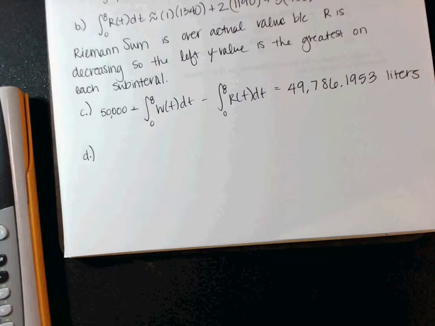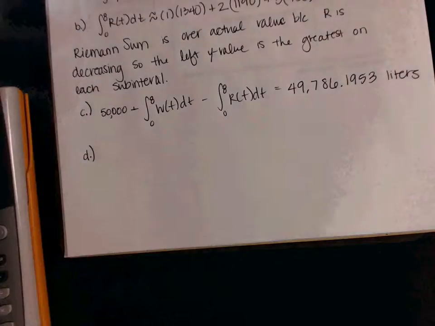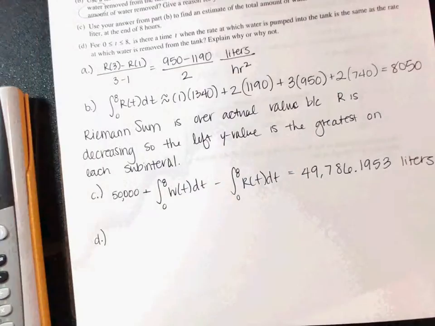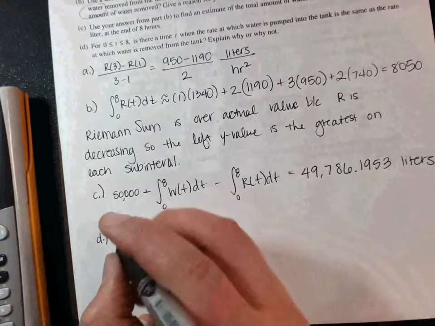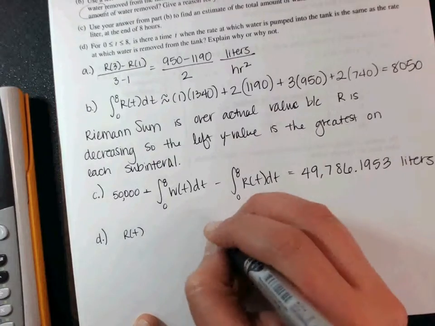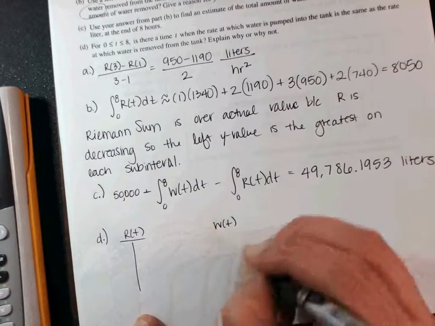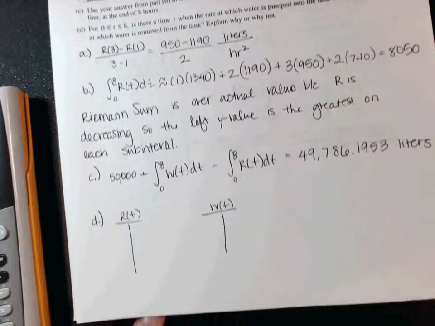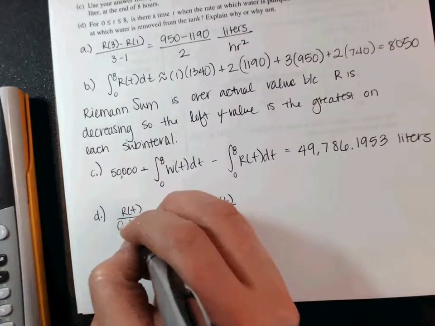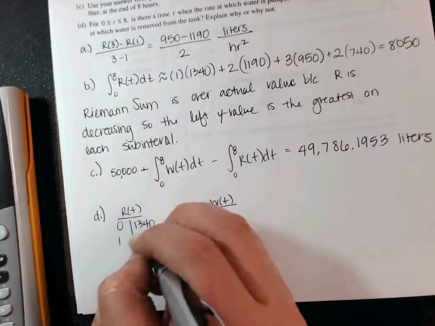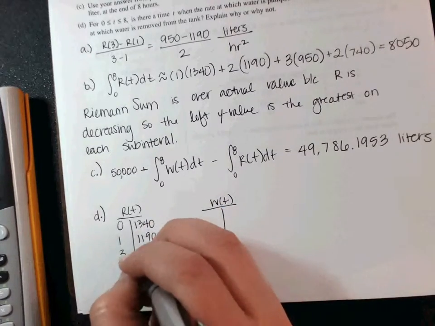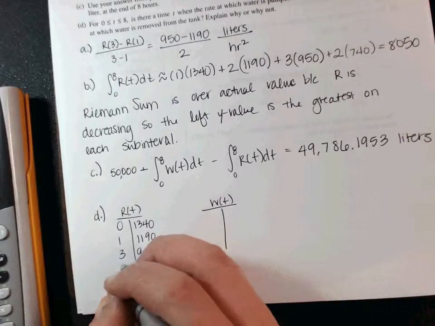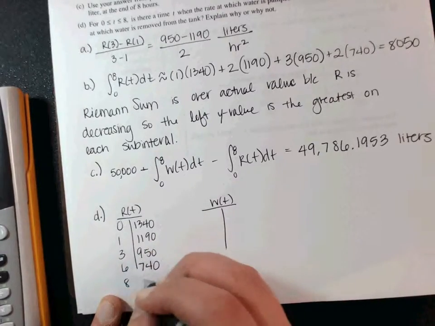Okay? All right, last part, part D, 0 to 8. Is there a time when the rate that the water was pumped in is the same as the rate that water was removed? Explain why or why not. Okay, this is what I'm going to do. I'm going to set up a time function for my R of T, and one for my W of T. Now notice, for R they already gave me the values: 0, 1340; 1, 1190; 3, 950; 6, 740; and 8, 700.